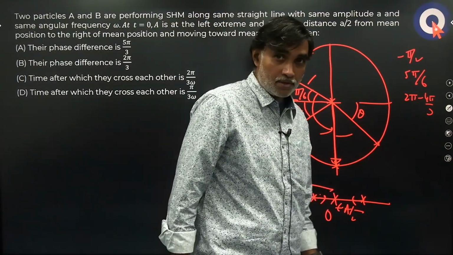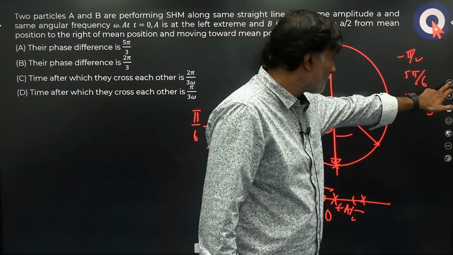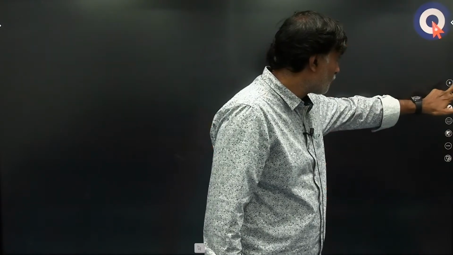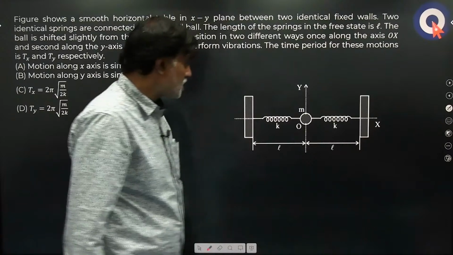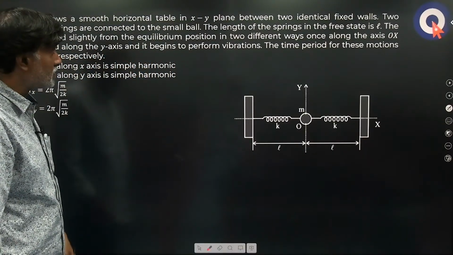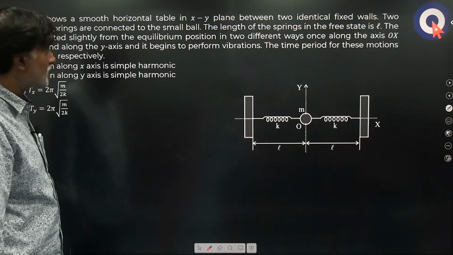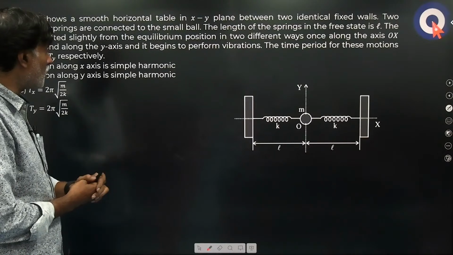So this is the second question. So this is the third question. Figure shows a smooth horizontal table in the XY plane between two identical fixed walls. Two identical springs are connected to the small ball.